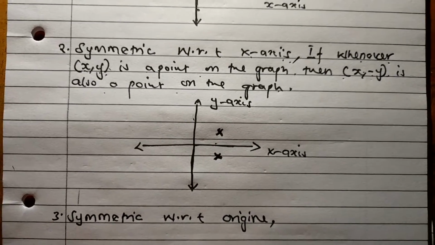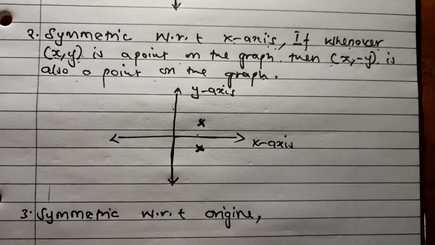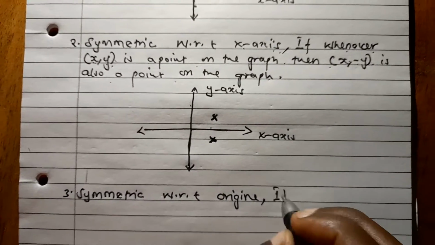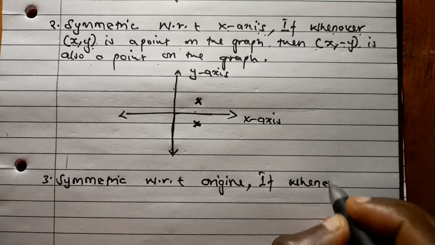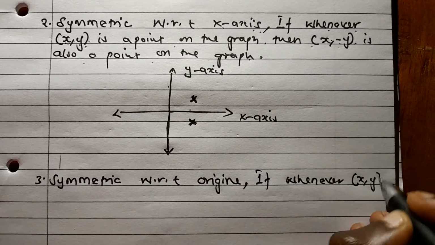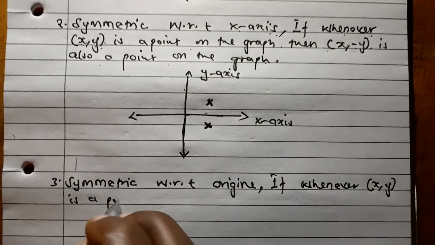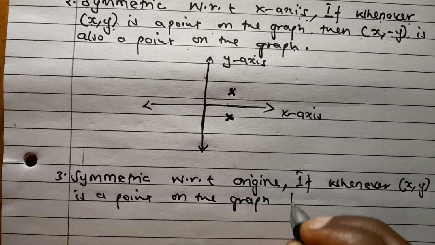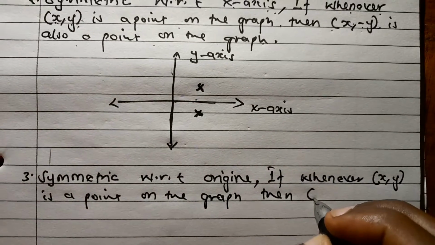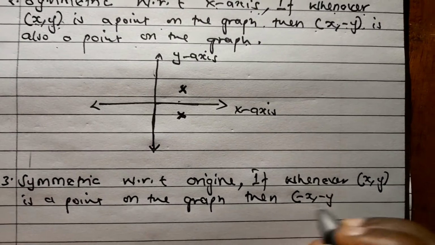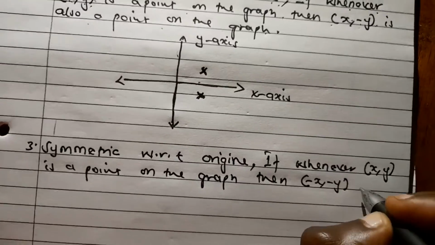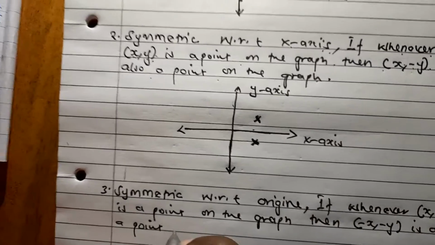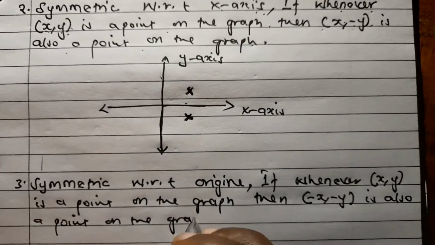Symmetric with respect to the origin. And when do we say a graph is symmetric with respect to the origin? If whenever we have a point x comma y on the graph, then we will have another point negative x comma negative y also on the graph.